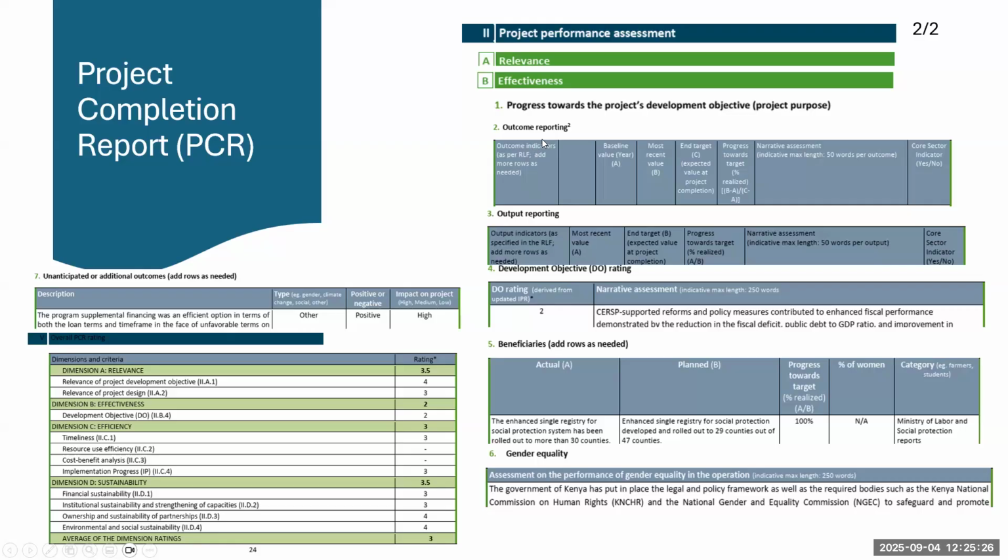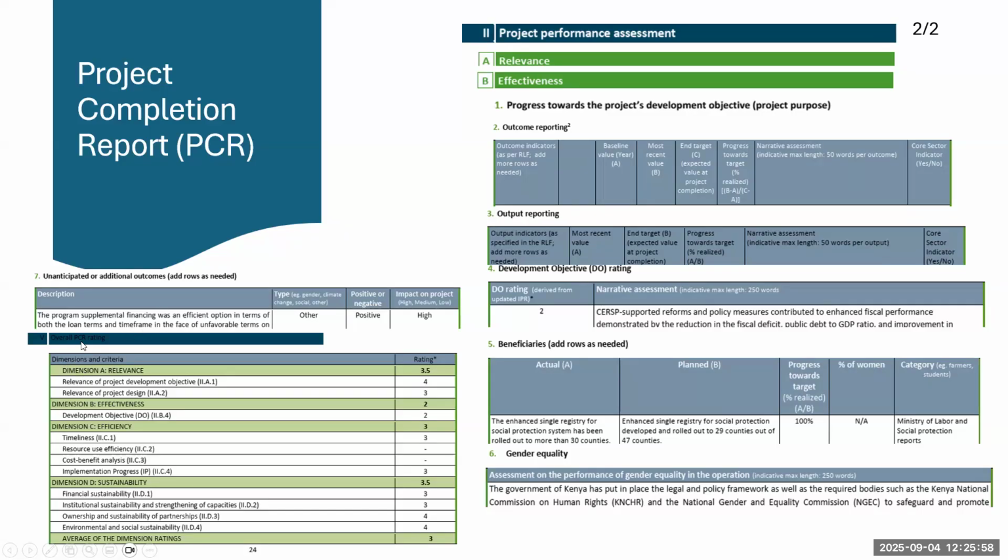So this is the example of rating regarding effectiveness, outcome reporting. So you will fill in the boxes. Output reporting: all the expected outputs, you will put the output, recent value, and so on and so forth. Development objective rating. So you will put everything here. So this is how you get it. And then at the end, you also have unanticipated or additional outcome. The guy will say something there.